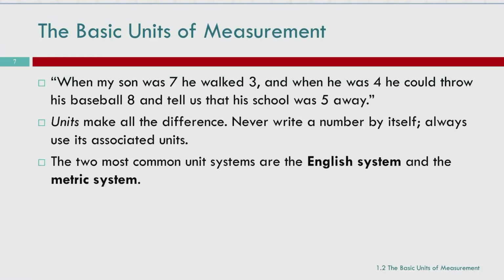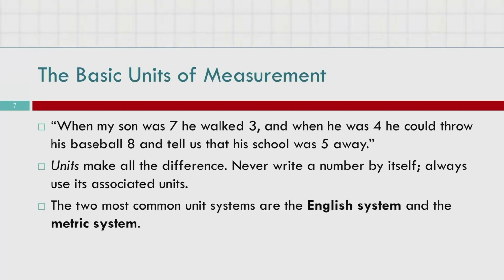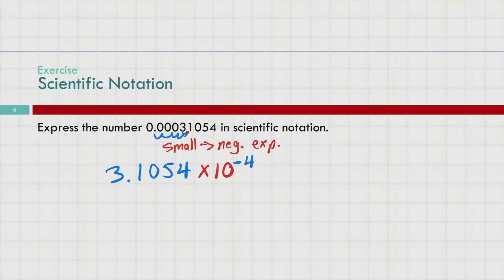All right, basic units of measurement. Last class we left off talking about scientific notation. We talked about how to get into scientific notation. We didn't actually talk about how to get out of scientific notation, but you just reverse the steps. You would just move your decimal place, but in the opposite direction.